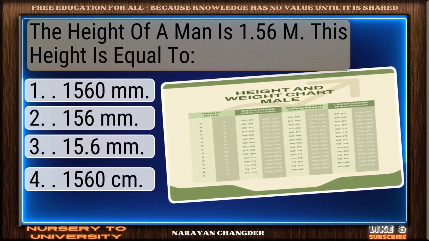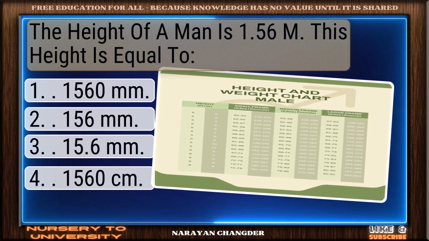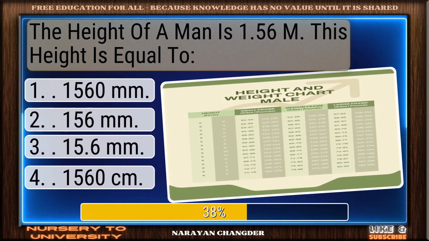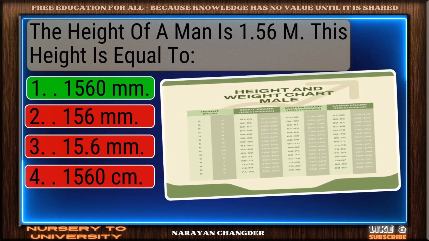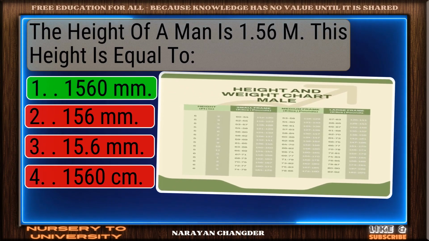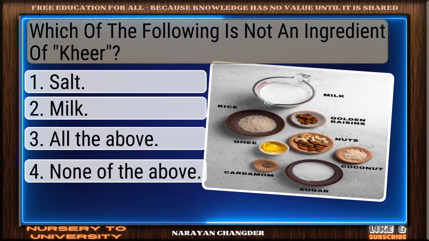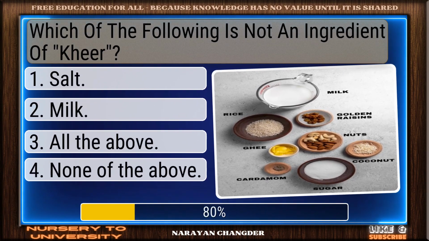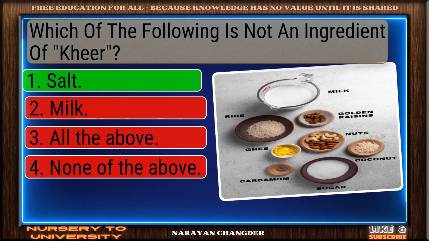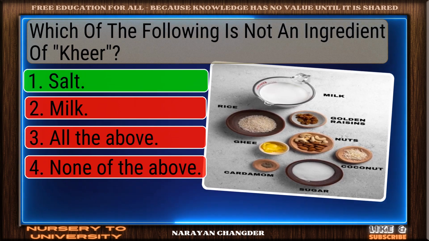The height of a man is 1.56 m. This height is equal to... Right choice. 1560 m is the best answer. Which of the following is not an ingredient of kheer? Excellent choice. Salt is the right answer.